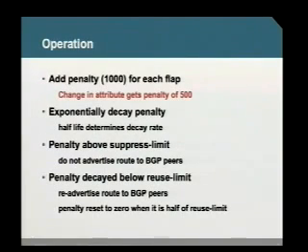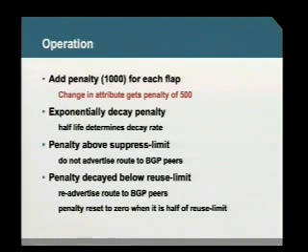The way it works, we added a penalty for each flap. So iOS adds a penalty of 1,000. A change in attribute also gets a penalty. In that case, it was 500. This was often forgotten. In fact, Cisco never documented it until about 4 or 5 years ago, which was a bit of a shame because a lot of people were saying, this prefix hasn't flapped, how come there's a penalty? So that's one to watch.